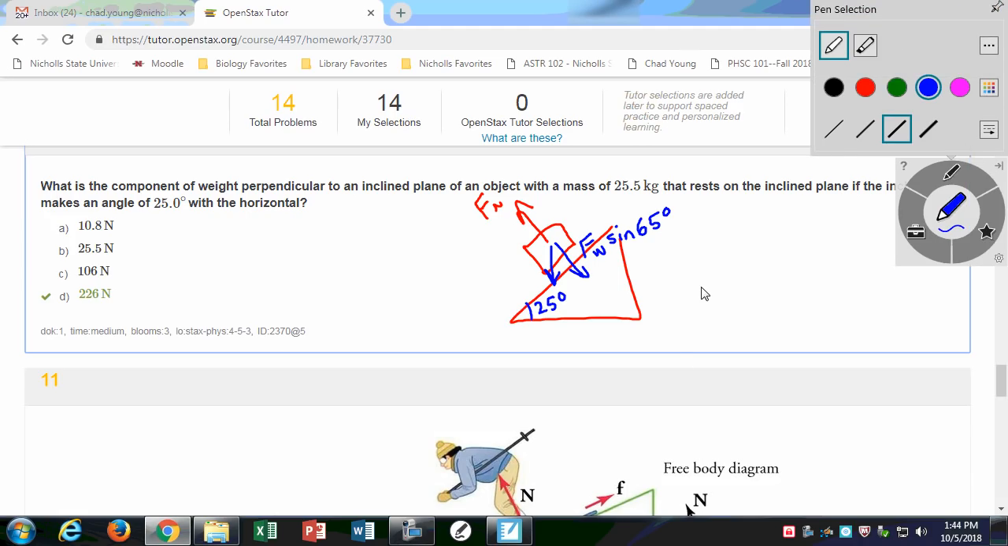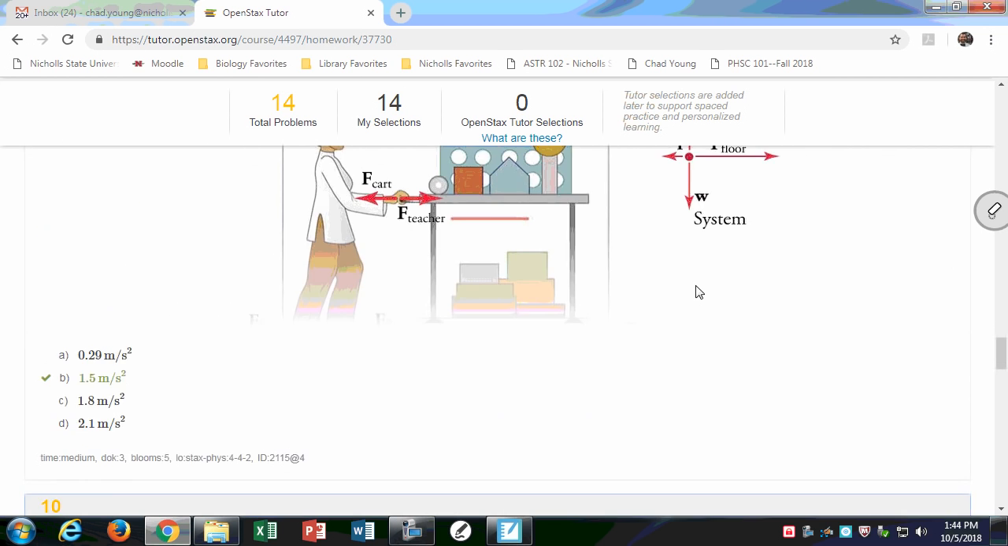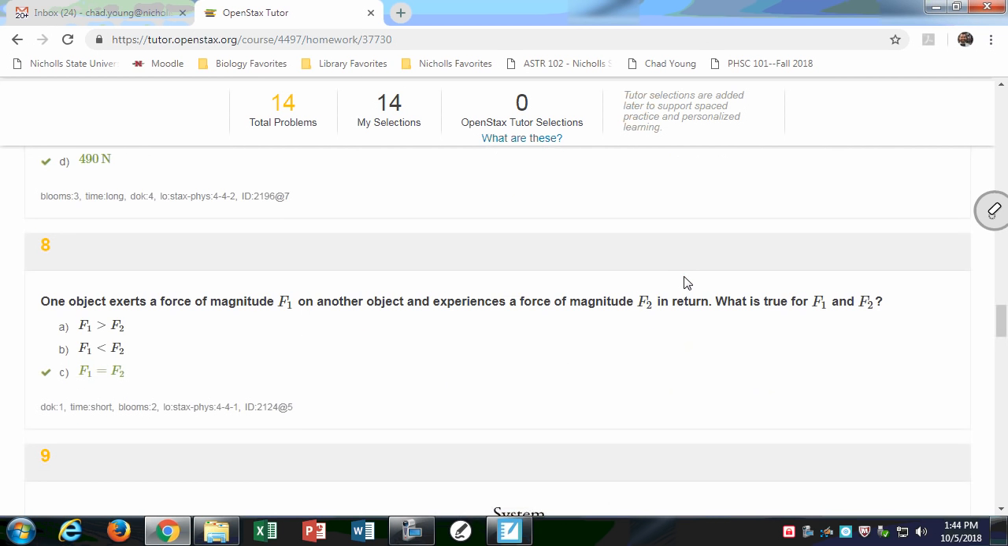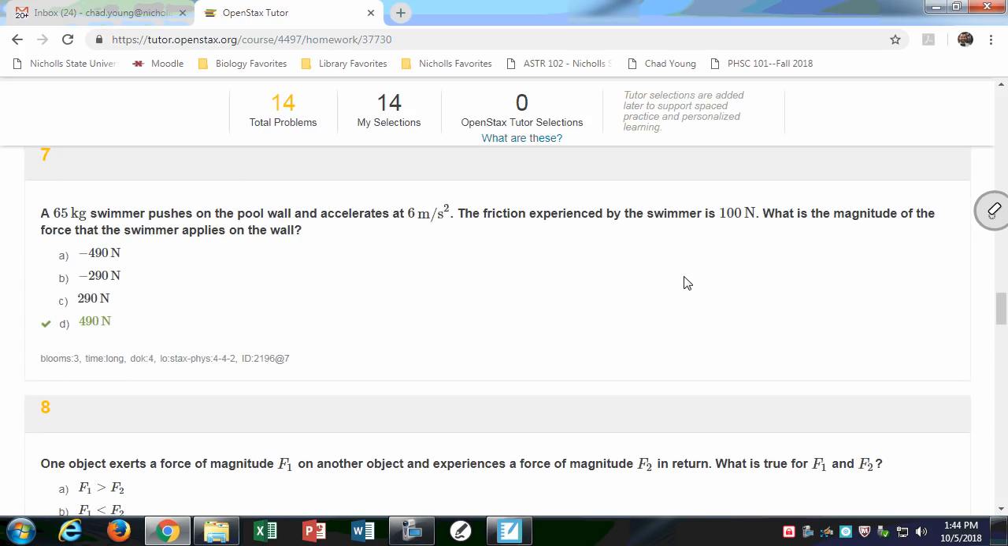Now how do I get rid of it? Okay, what else on here? I'll scroll through. Okay, what is the magnitude of the force that the swimmer applies to the wall? We worked through one similar. This is a good problem. I'm not going to try to draw a swimmer, but I have a 65 kilogram swimmer.